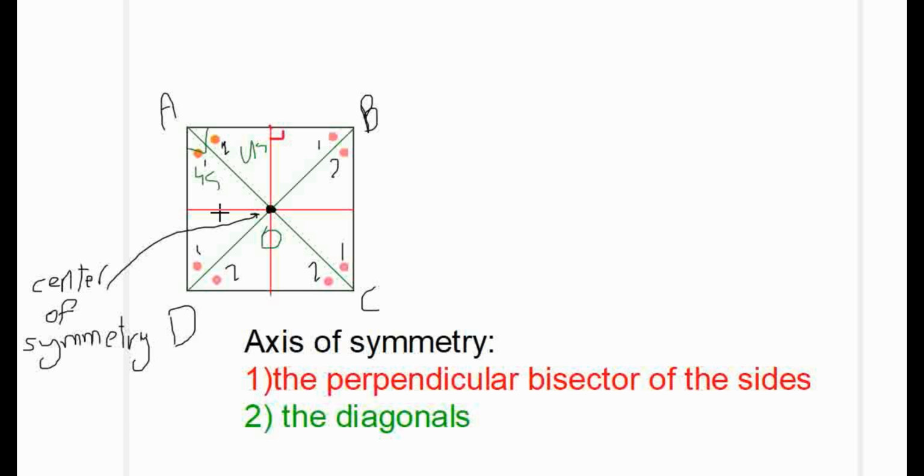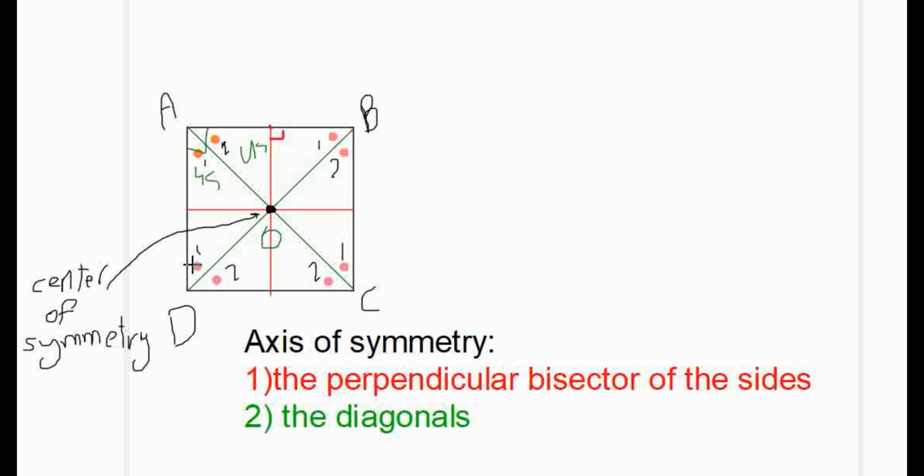Okay, so this red line is an axis of symmetry. Also, this red line is an axis of symmetry, and the diagonals are axes of symmetry. So this green line and this green line are axes of symmetry also. And you can see that O is the center of symmetry. Why? Because every point has a symmetry with respect to O. So D is the symmetry of B with respect to O, and A is the symmetry of C with respect to O. Okay. What else? You can see that also the diagonals are the bisectors of the angles.